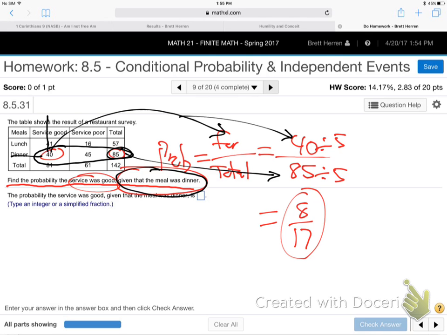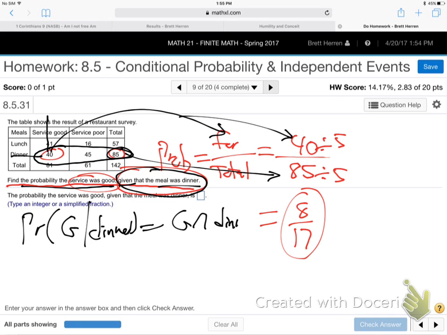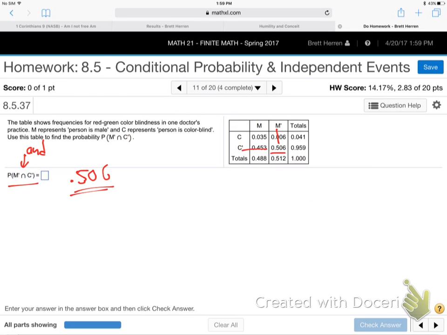See how I'm taking the intersection of good? Really, they're saying the probability that it was good given it was dinner. That's what they're saying, right? Probability it was good given it was dinner. So what did I do? Good and dinner, which is the 40, good and dinner over dinner. Right? Does that make sense? Because the given limits the field.